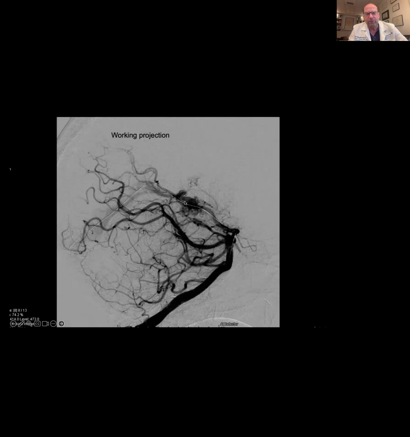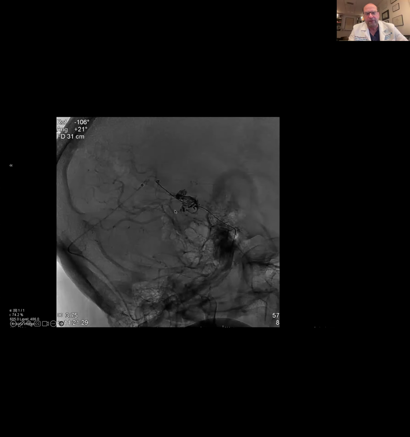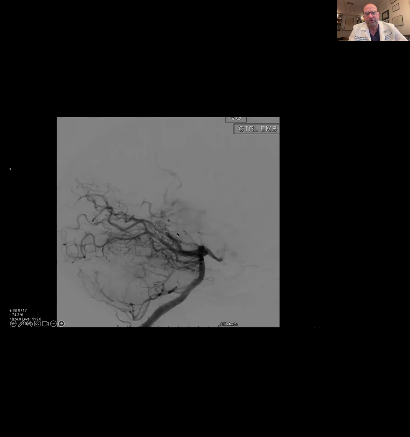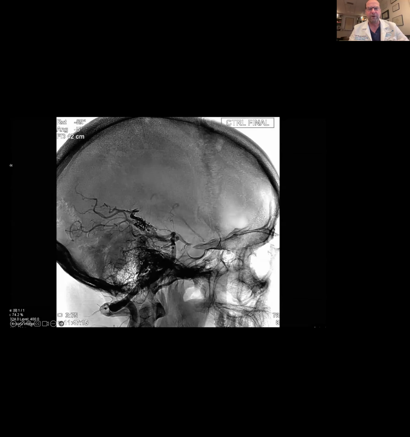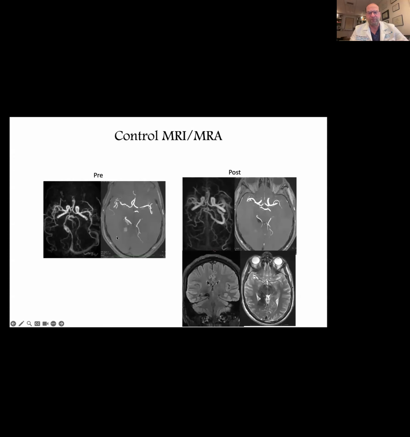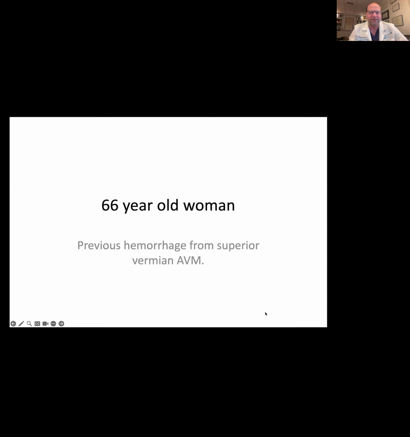We inflate the balloon right here and start to inject the onyx, closing off the entire AVM while protecting the normal artery. You see the normal artery is preserved, the AVM is cured, and the patient had no deficit and his AVM was cured. This is before and after, no evidence for any hemorrhage or ischemia.